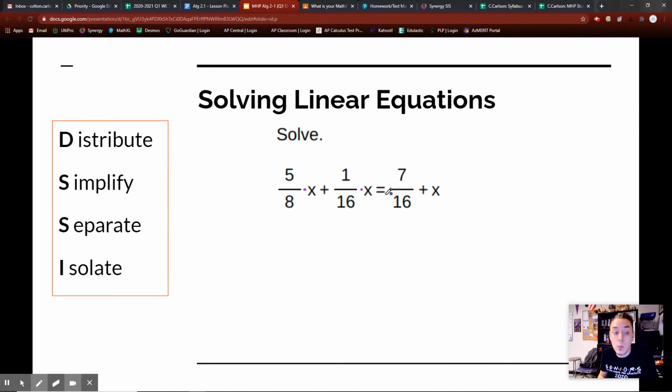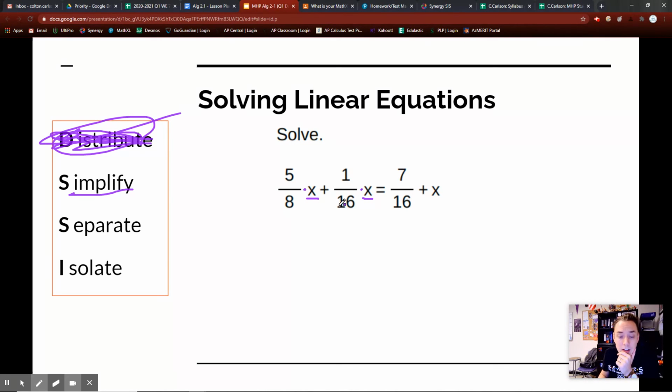So first things first, I have two terms on one side that can be combined because they are like terms. They both have one single x. And you're like, well, they don't have the same denominator. You're right, which is why we need to simplify. There's no distributing here because there's no parentheses, so don't do that. But I do need to simplify. How do I simplify, Mr. Carlson? Great question, kids.